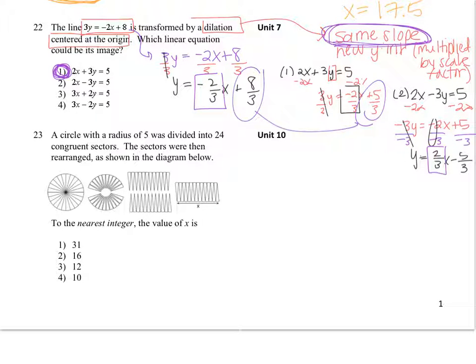Number 23 is actually a very weird question. It says a circle with a radius of 5, so I'm going to draw that in on here, was divided into 24 congruent sectors. Sectors are just like slices of pizza or pie. The sectors were rearranged as shown in the diagram below. To the nearest integer, that means a whole number, the value of x is blank. So here's x down here at the bottom.